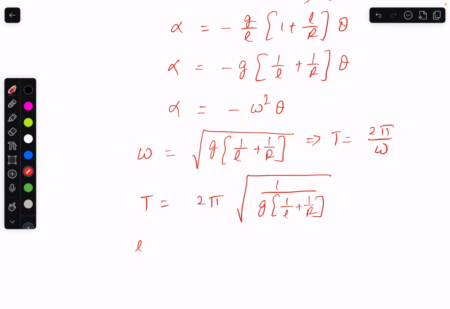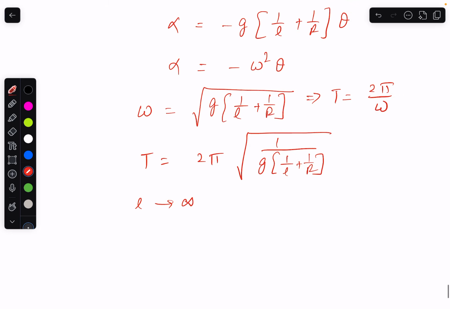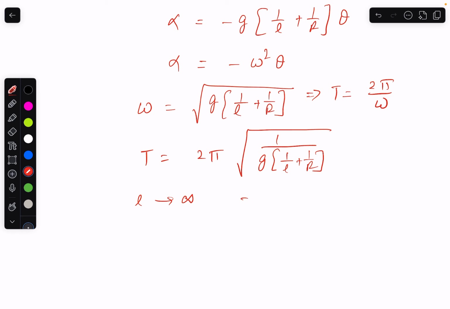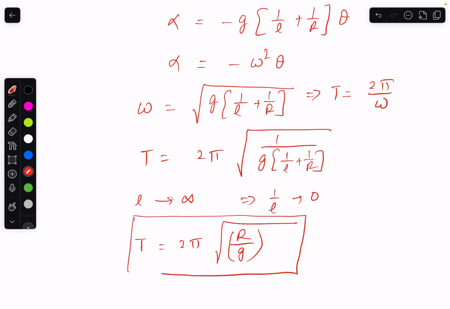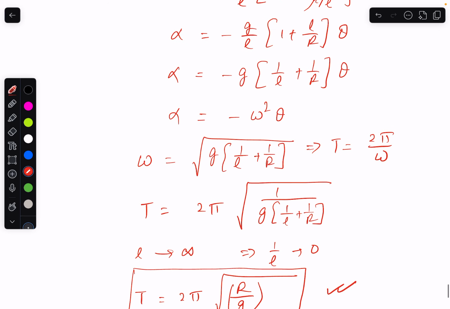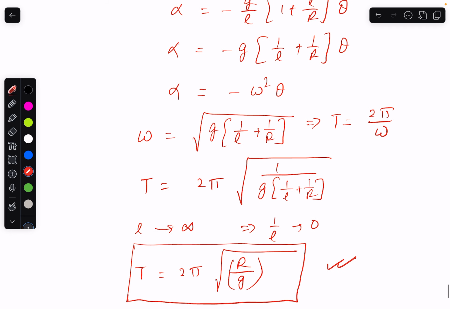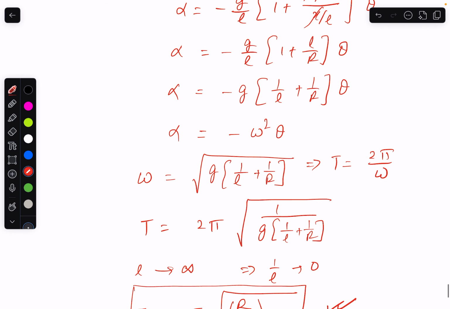And if I take L tending to infinity, then the term 1 by L will become 0. So this implies 1 by L will tend to 0. So the time period in the limiting case will be under root g in the numerator and g into 1 by r. So r will go in the numerator and g will be left in the denominator. So this will be the final answer. This is the time period of an infinitely long simple pendulum.